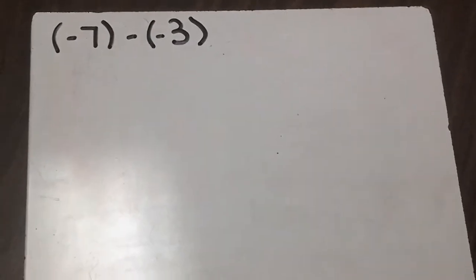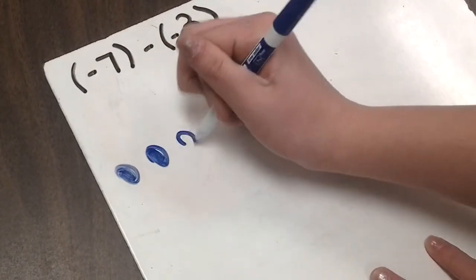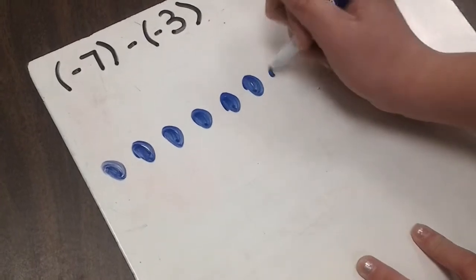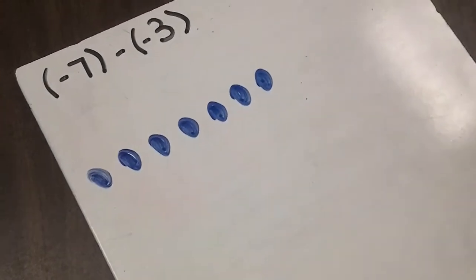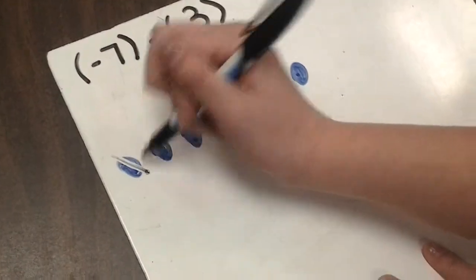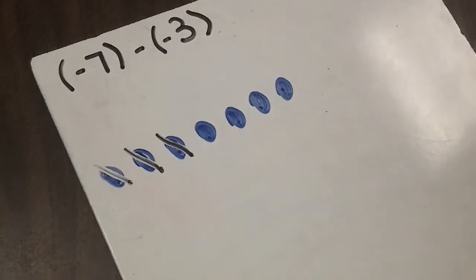Now I will show an example of subtracting two negative integers. Negative 7 subtract negative 3. You start off by drawing negative 7 counters. When you are finished with that, you subtract negative 3. And you are left with negative 4.